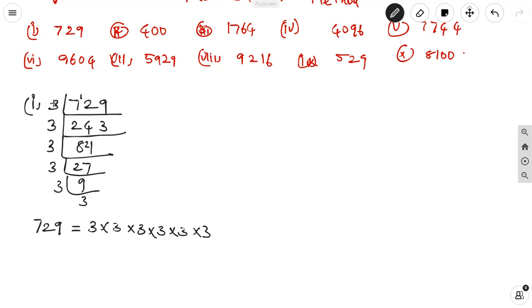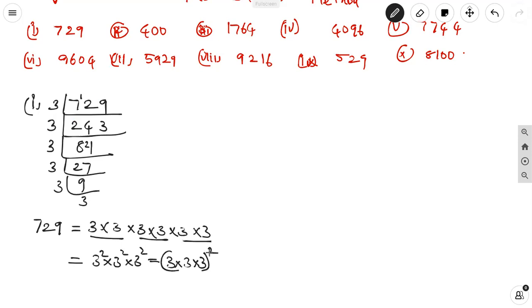How many 3s are there? 1, 2, 3, 4, 5, 6. Six 3s are there. So we make them into pairs. That is nothing but, 729 can be written as 3 square into 3 square into 3 square. That is equal to 3 into 3 into 3 whole square.